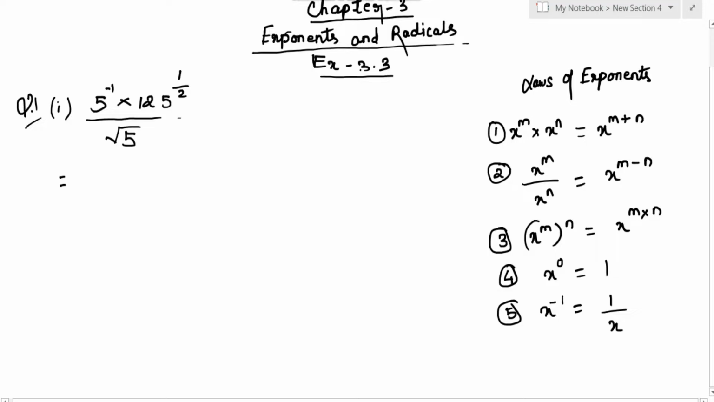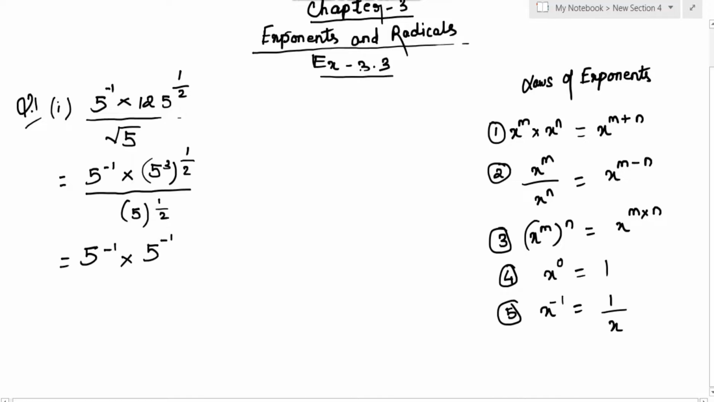How are we going to evaluate it? Let it be 5 to the power minus 1, and 125. We know that 125 is the cube of 5, so we will write it that way, to the power 1 by 2, and we also know that root 5 is 5 to the power 1 by 2. Now when we have power to the power, first we write 5 to the power minus 1, and the 5 to the power 1 by 2 goes upward and it becomes 5 to the power minus 1 by 2, into 5 to the power, and again we have power to the power, so this becomes 3 ones are 3 by 2.